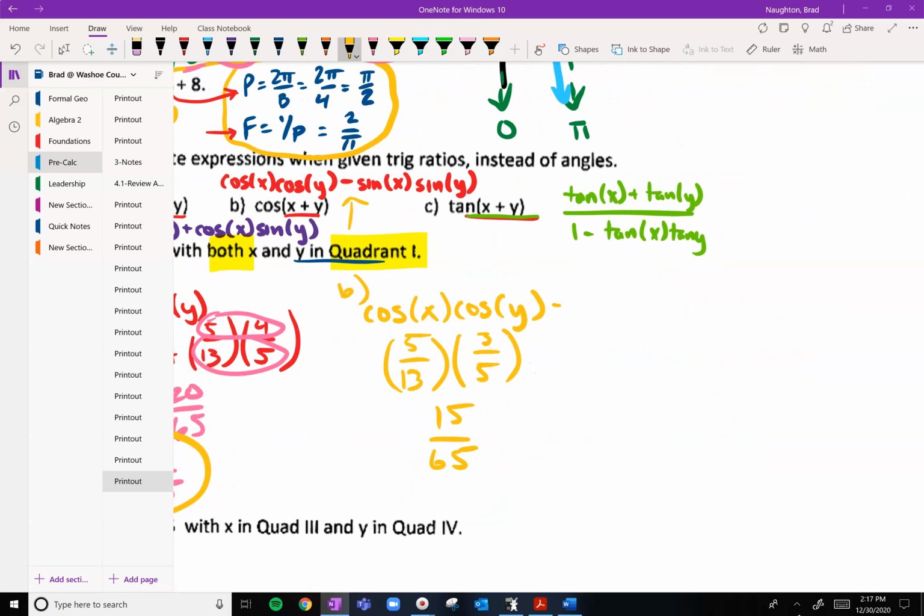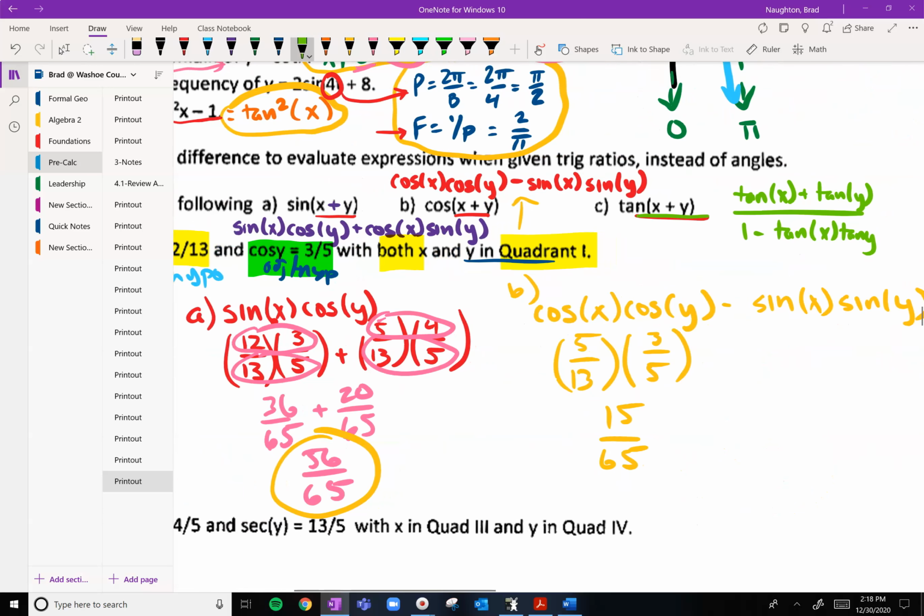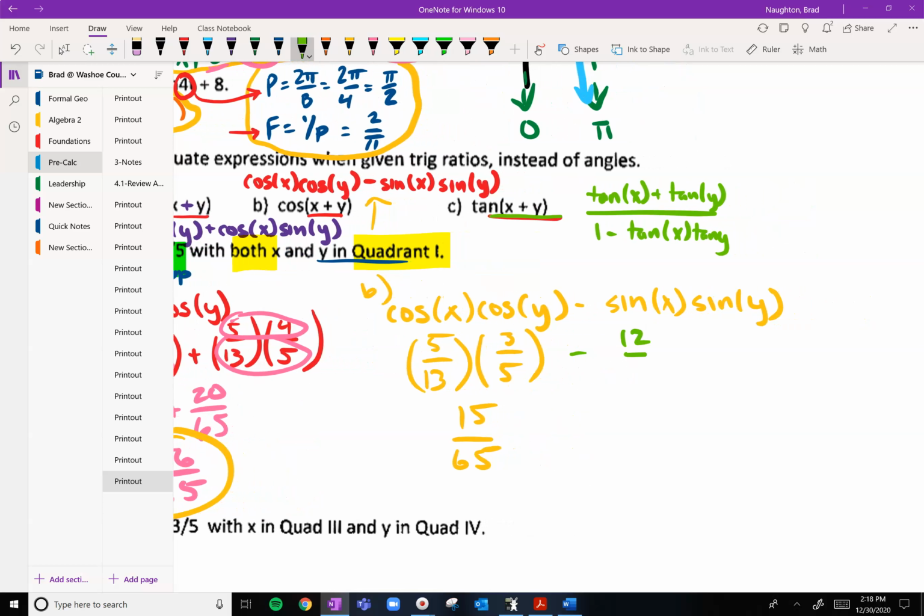And then we have minus sine x, sine y. So going back again over to these triangles, x is going to be 12 over 13 and 4 over 5. So minus 12 over 13 and 4 over 5. And that's going to go ahead and become minus 48 over 65, which is a negative 33 over 65. Totally okay for our answers to be negative here.